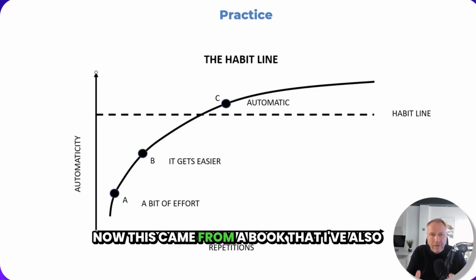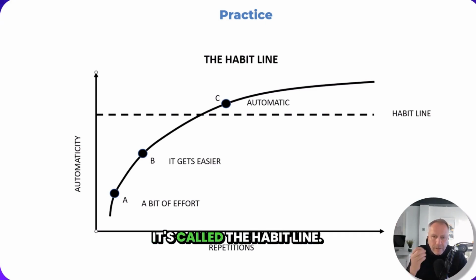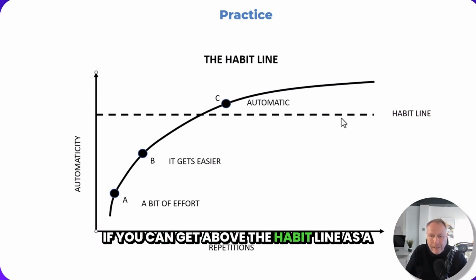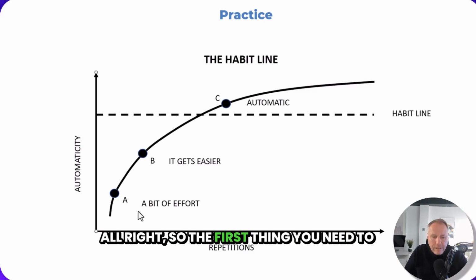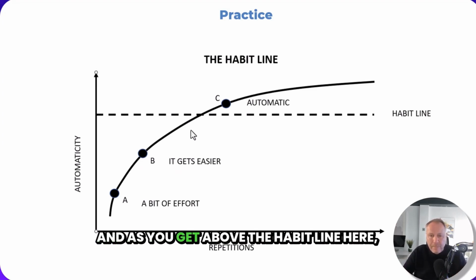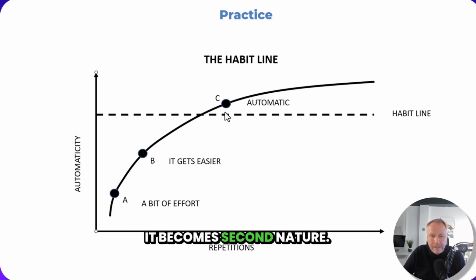Now, this came from a book that I've also mentioned on another YouTube video. It's called The Habit Line, and what you need to do is get above the habit line. If you can get above the habit line as a trader, then this becomes second nature to you. The first thing you need to do is put some effort in to learn how to trade the markets as a day trader. Then when you get the reps in, i.e. the trades, it gets easier and easier, because you make mistakes, you do good things, you learn from it. And as you get above the habit line, it becomes second nature. As I said to my kids, if you want to be good at anything, practice, practice, practice.